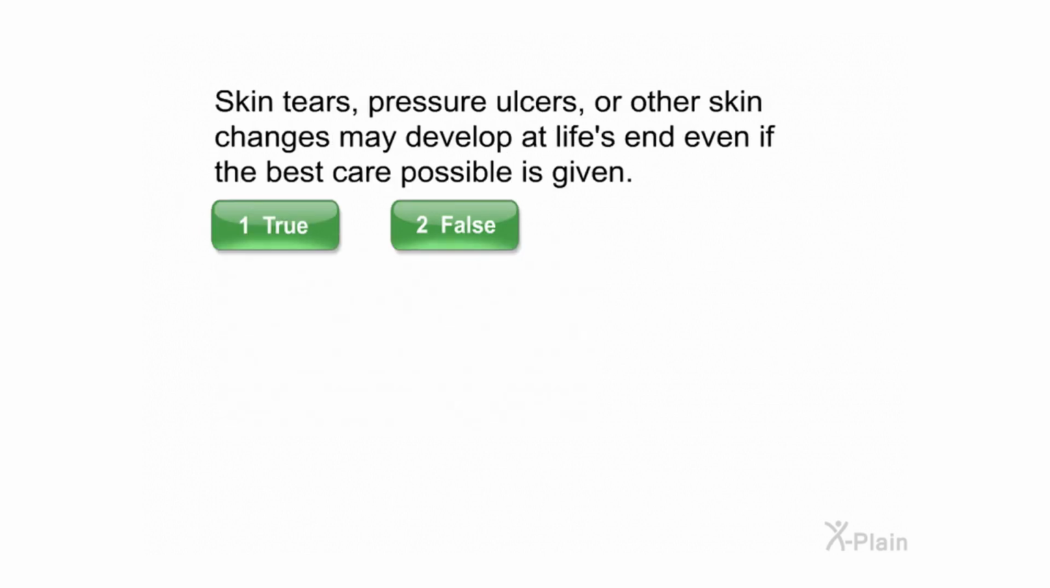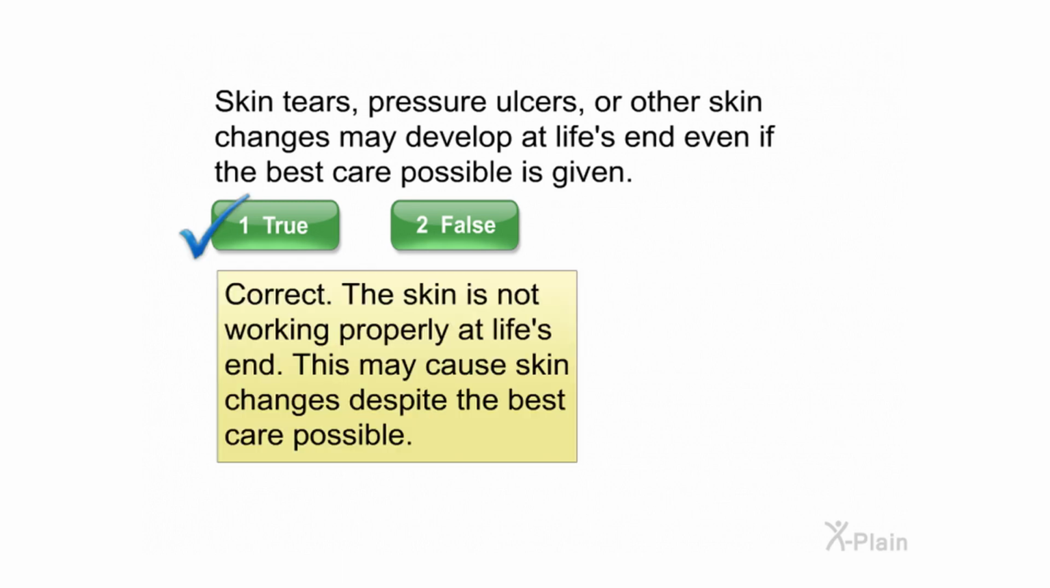Skin tears, pressure ulcers, or other skin changes may develop at life's end even if the best care possible is given. Select true or false. Correct. The skin is not working properly at life's end. This may cause skin changes despite the best care possible.